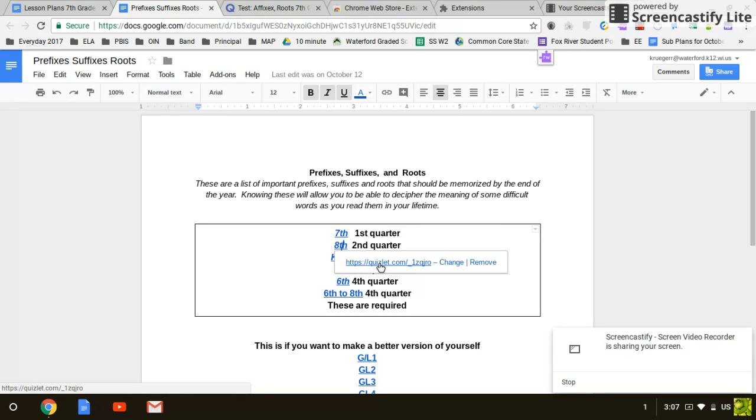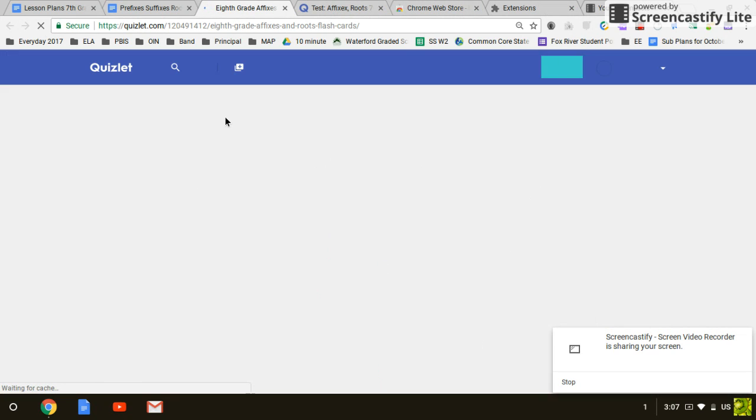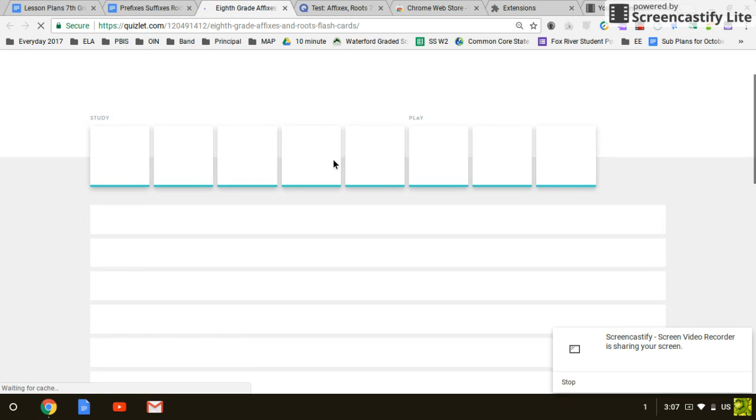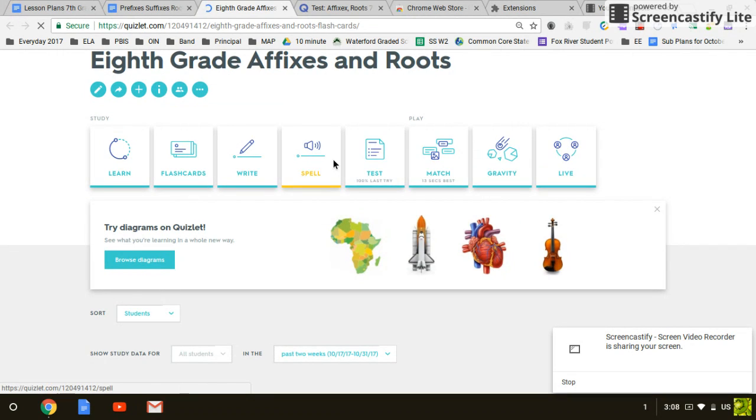This might be seventh graders watching it too. This is just a kind of a walkthrough. So I tell you kind of what I'm thinking. It's my annotations as I take this test for eighth grade affixes and roots. Here's the test right here. It's found on Quizlet. If it loads.